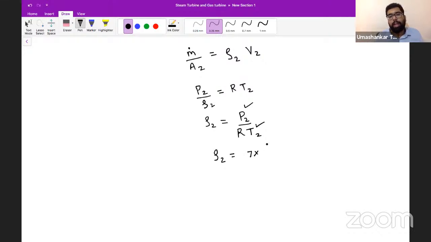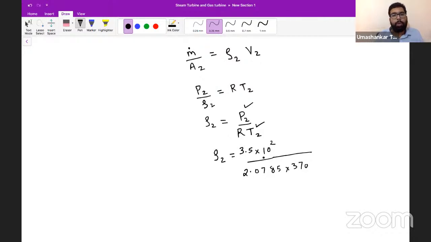So I am putting the values. P2 is 7 bar, so 7 into 10 to the power 2. R I am putting in kilojoule per kg. I have converted the pressure into kilopascal, and we have to put our temperature as absolute temperature, that is 370. We have to put the exit pressure as 3.5.